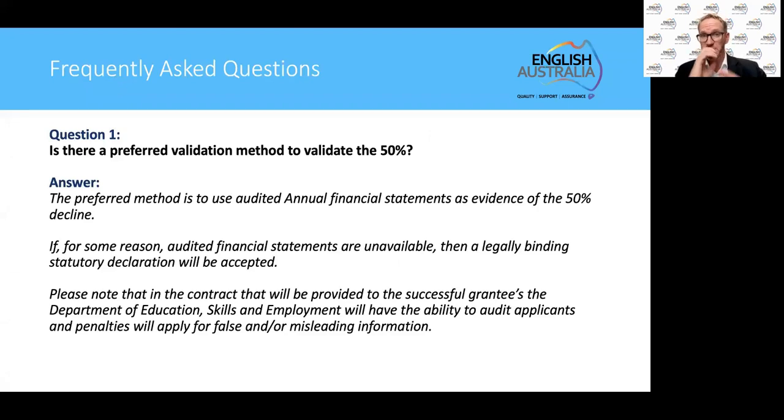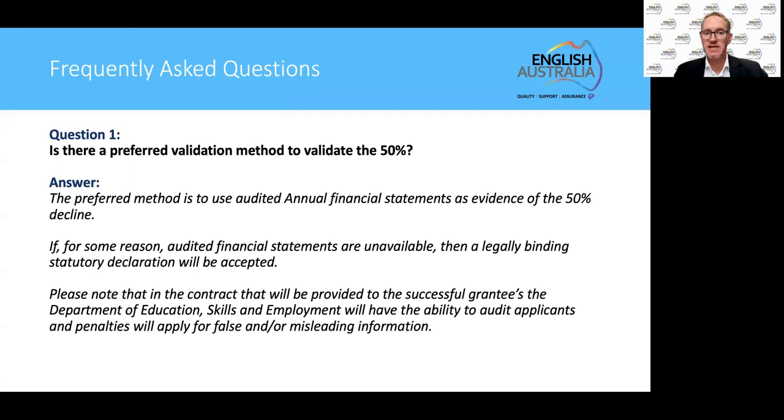So is there a preferred validation method? Just looking at some of those eligibility criteria that we've just covered off. The preferred method for the validation of the 50% will be your audited financial statements, and again, looking back at that 2019 year, the year that is most important in this instance. Now, if for some reason you don't have audited financial statements available, then you can utilise a statutory declaration process. But for those that applied and the evidence provided was acceptable for demonstrating the 2019 program, a similar evidence base will be acceptable. Albeit you still will be required, if you're applying for this grant, to upload that information into the program.